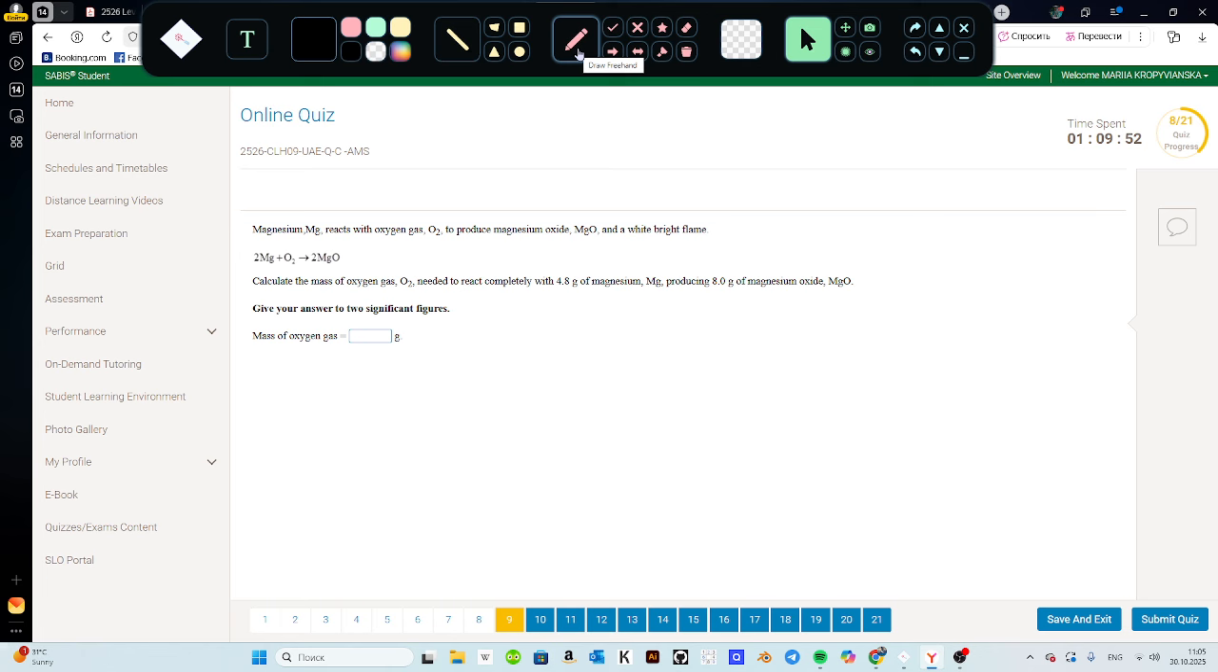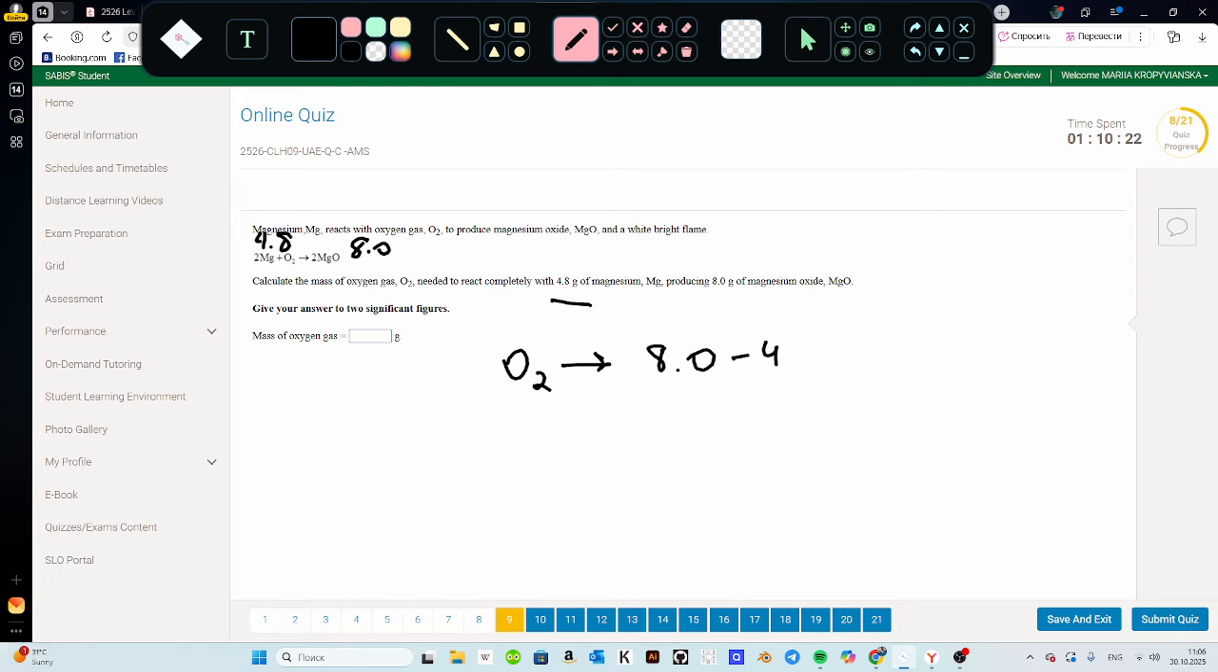Now, magnesium reacts with oxygen gas to produce magnesium oxide. So let's say that our O2 is what we're trying to find. If we know that 2 magnesium gives us, does it give us? So 4.8 over here and 8.0 over here. So we're just going to do 8.0 minus 4.8. That's just how it is. And that gives us 3.2. So we just figure out what is unknown, and then based on that, we make an algebraic equation, and that's it.